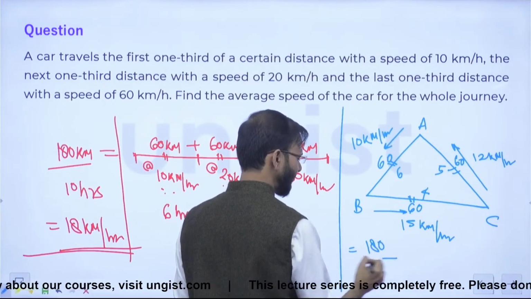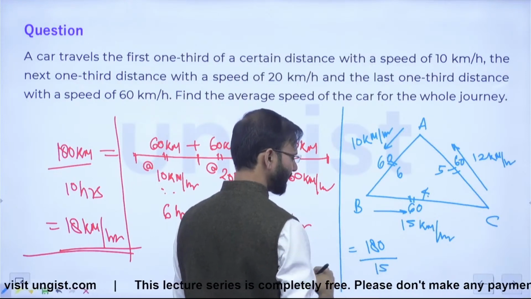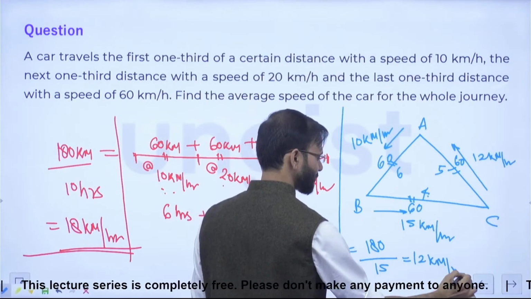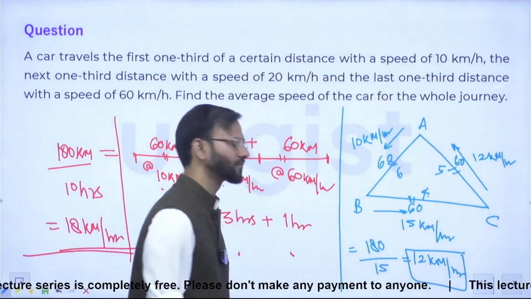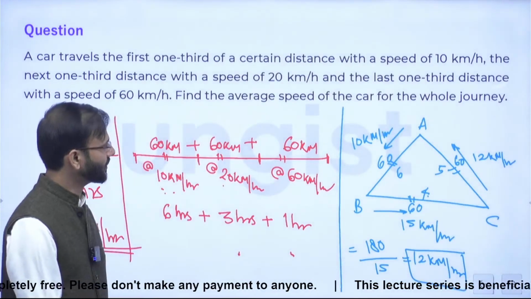So, total distance covered is what? 180. What is the time taken? 6 plus 4, 10, 10 plus 5, 15. Right, everybody? The answer is what? The answer is 12 km per hour. Guys, it is clear? Right?